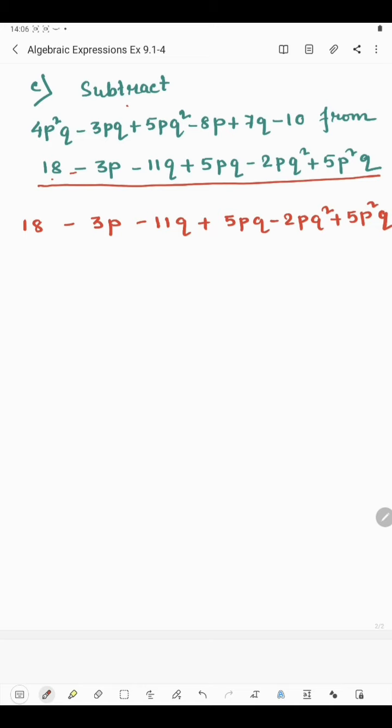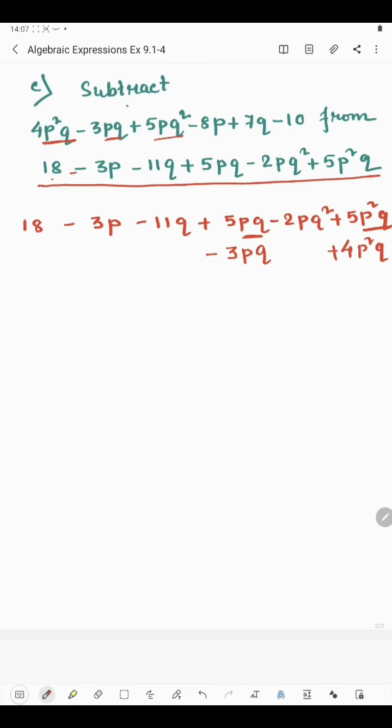Okay, now below this we will check the like terms and accordingly put them below. So p square q is here, so we'll put 4p square q below 5p square q. Okay, and since this is positive, we'll put a plus sign. Then the pq term is here, so below 5pq we'll write minus 3pq. 3pq is negative, so here we will have to put a negative sign.